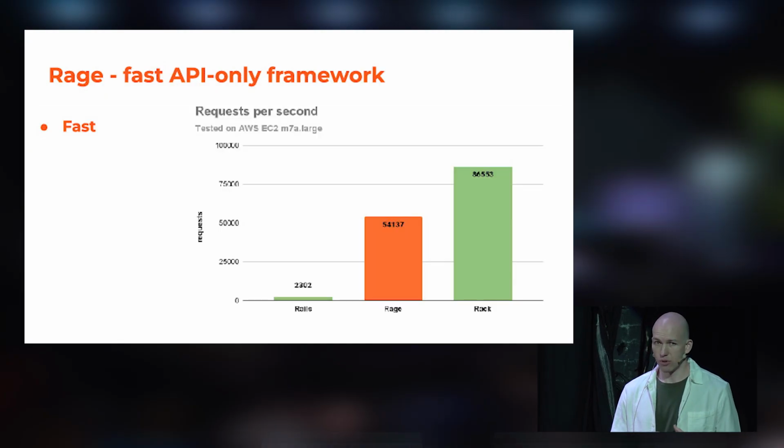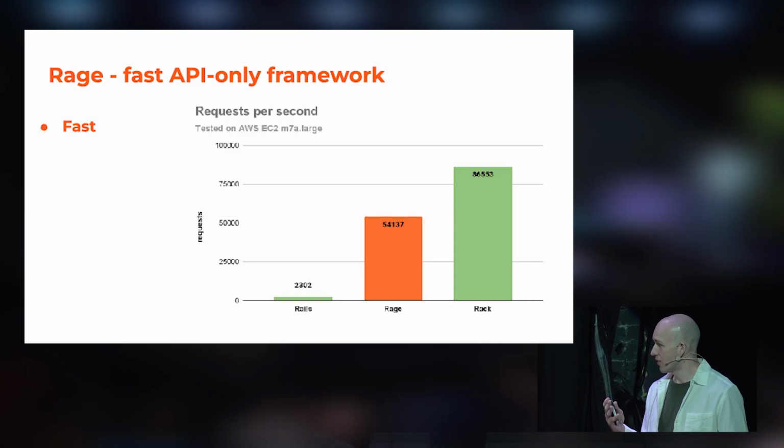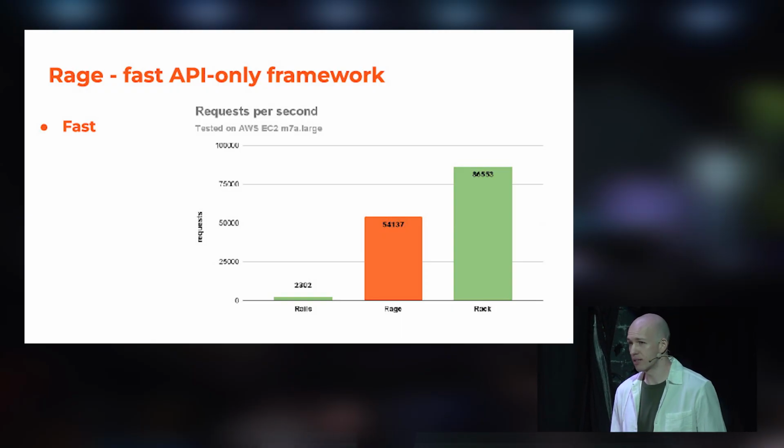Another one, low overhead. While providing the exact same API as Rails, Rage has much less overhead. This is the same benchmark we looked at on the first slide, but with addition of Rage. In this test, it performs almost 24 times faster than Rails.